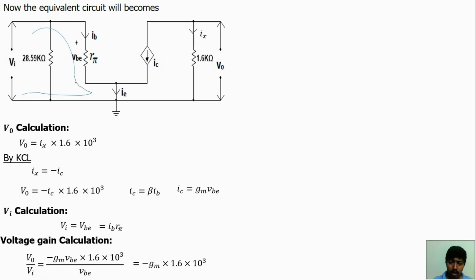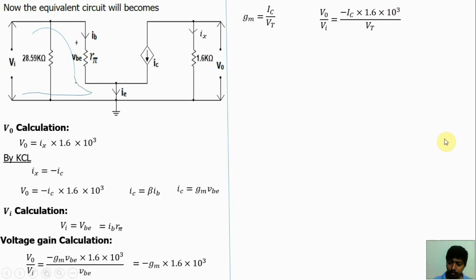Now we know that the transconductance GM is equal to IC by VT. Here IC means capital DC current, VT means thermal voltage. Thermal voltage is already given, 25 millivolt. We can find the DC parameter IC. Substitute these values in the voltage gain, we will get this equation. Let us take this equation as 1.